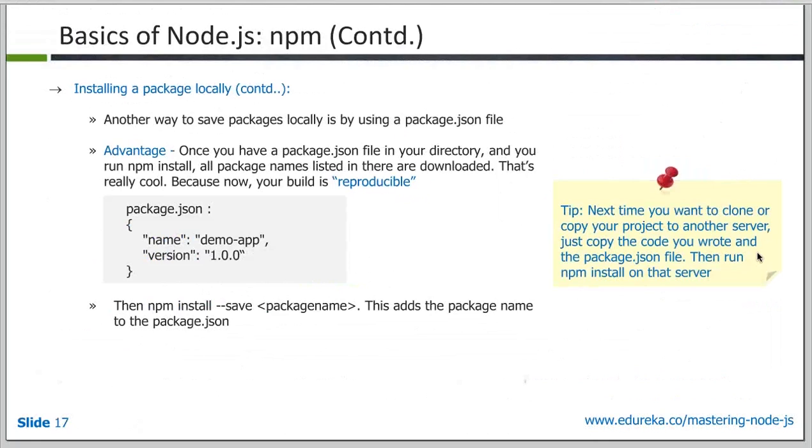Another way of saving packages locally, as we have seen, is using the package.json file. Once you have a package.json file in your directory, you can run npm install. All the package names listed in there will be downloaded. So the same thing which I told you. The local here, what I mean is on your machine, on the server where it is running. On the machine where Node.js is running, that is referred to as local.